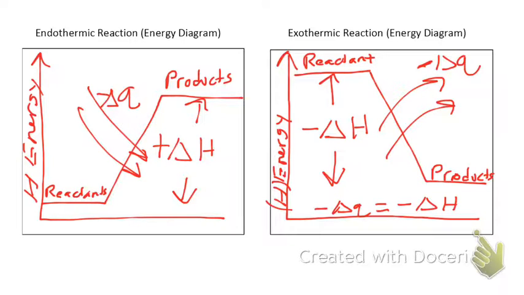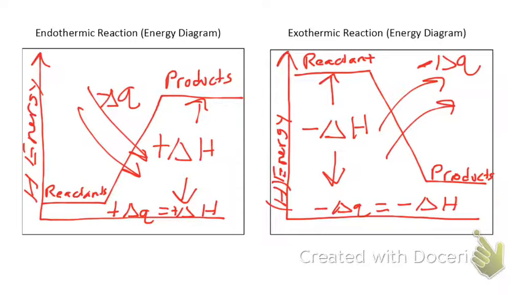So what we could say here, using the first law of thermodynamics, is the change in heat energy is equal to the change in the potential energy, or delta H, the enthalpy of the system. All right? That outlines the idea there.